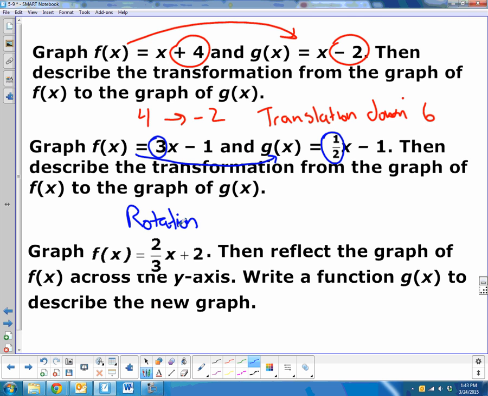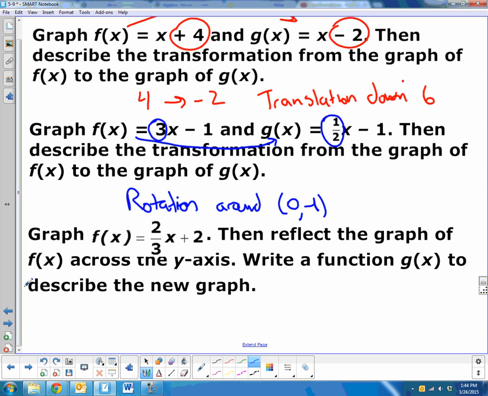And where did it rotate around? Well, when we're graphing these, it's going to rotate around that y-intercept. The y-intercept didn't change. So that point stayed the same. And the only thing that changed then was that slope. And so the y-intercept is going to be that point that it rotates around. So rotation around 0, negative 1.